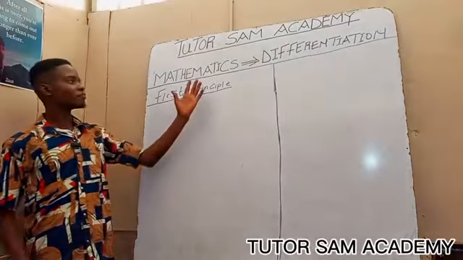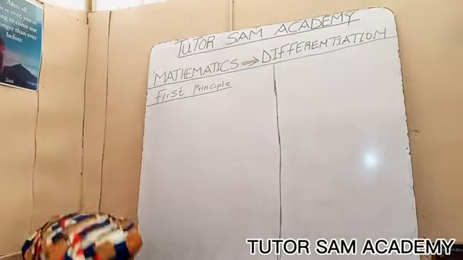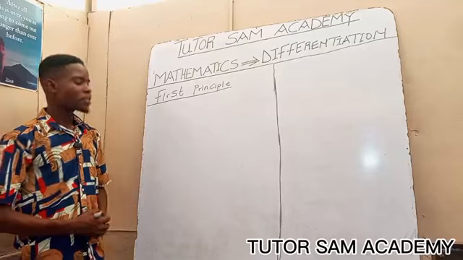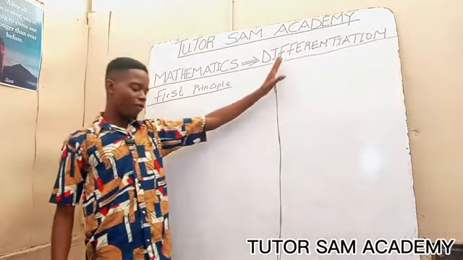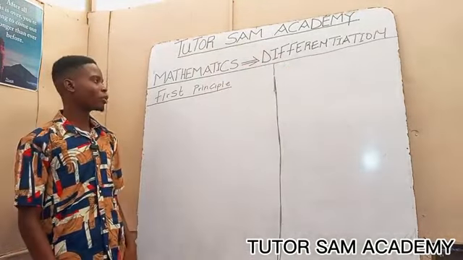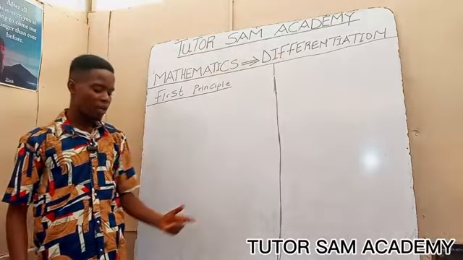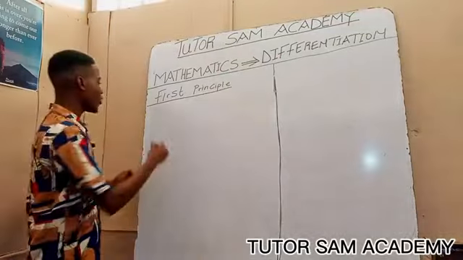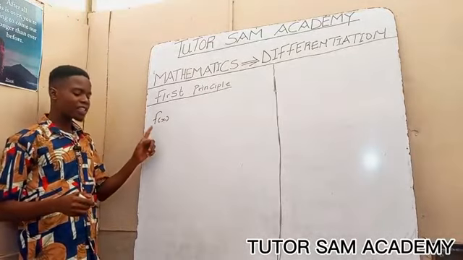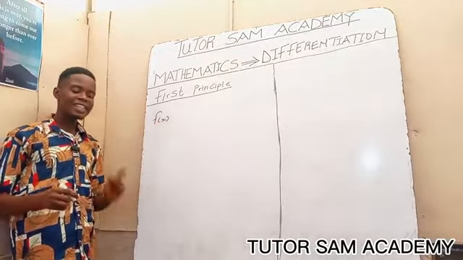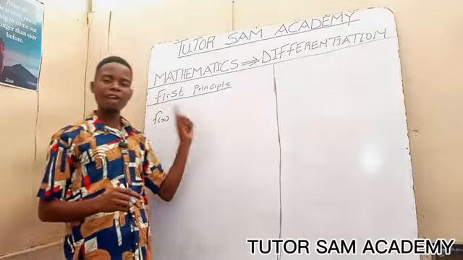Today, we'll be taking differentiation in mathematics. What do we mean by differentiation? Differentiation, by definition, is the process of finding the derivative of a function. And the derivative of a function, let's say a function f of x, is either the gradient or the rate of change of that function.